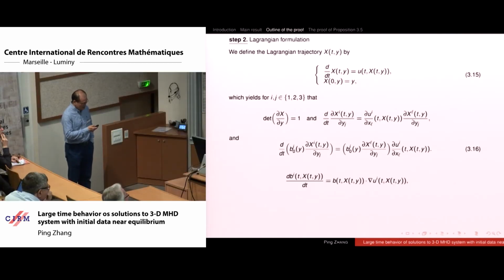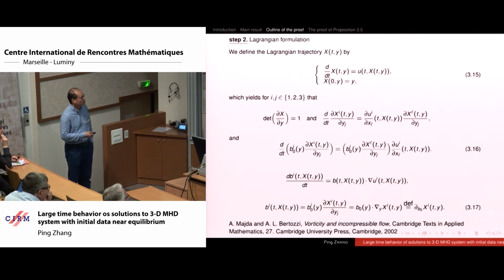On the other hand, because of this transport equation for the magnetic field, we find that the restriction of this b_i on the Lagrange trajectory satisfies an equation like this. Then due to the uniqueness of solutions of this ODE system, we find indeed that b_i restricted on the trajectory equals the directional derivative of X_i in the direction of b0. One can find this kind of formulation in the book by Majda and Bertozzi.